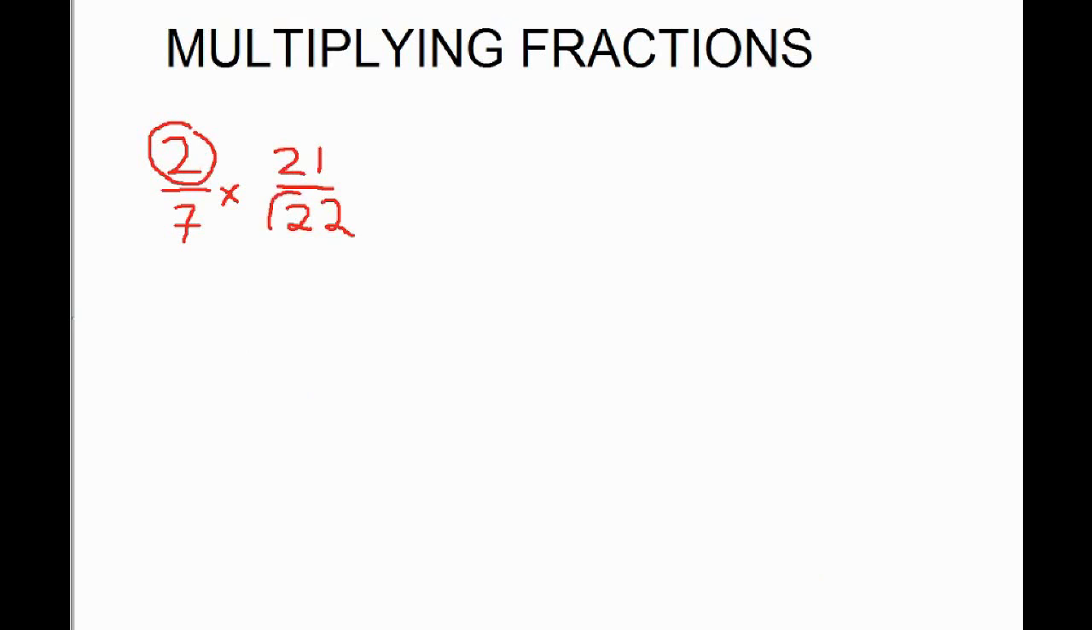But if I look at the other denominator, 22, well, 2 and 22 do have a common factor, and that is 2. So I can divide both of them by 2. Again, this only works for multiplication and only numerators and denominators. So if I divide both of those by 2, well, 2 divided by 2 is 1. 22 divided by 2 is 11. Similarly, if we look at 7 and 21, they have a common factor of 7. So I can divide both of those by 7.